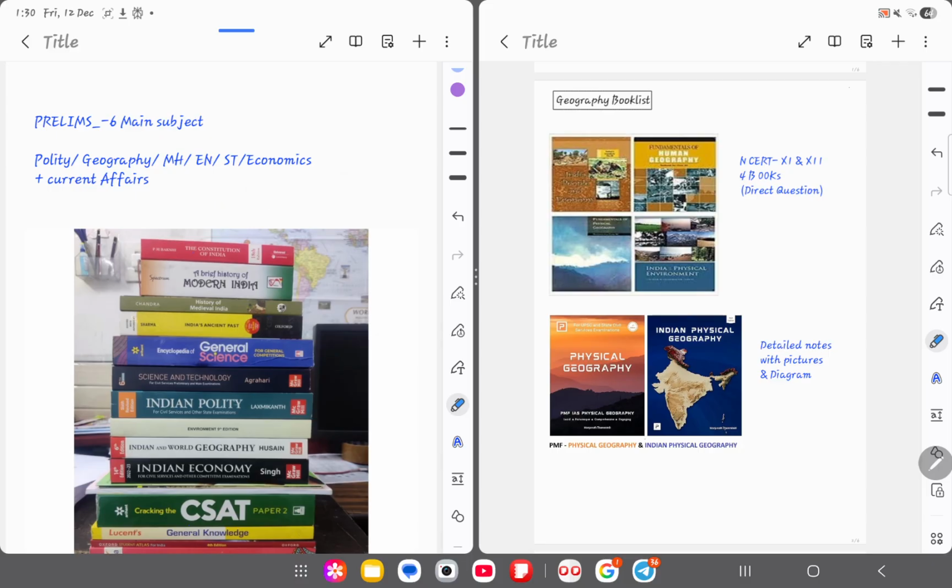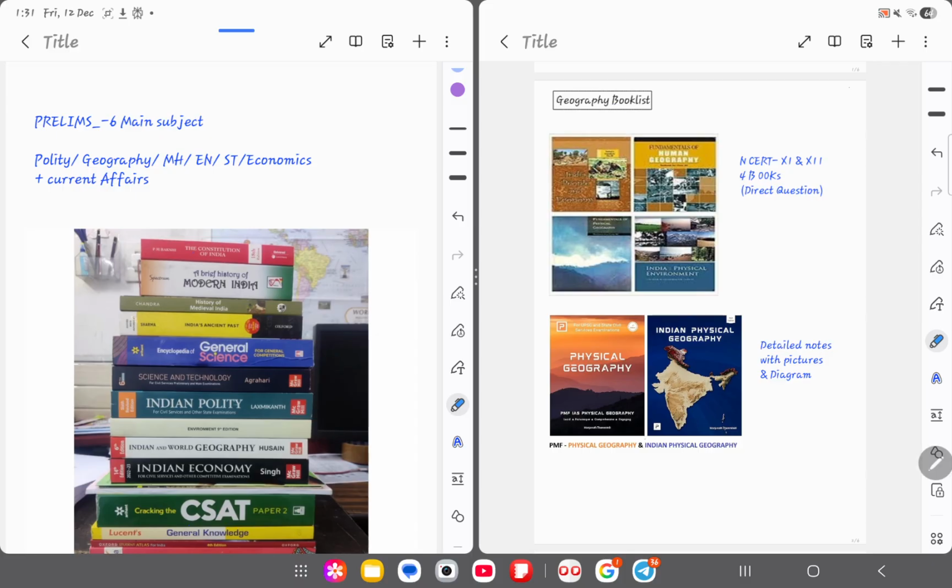age to age competition. So you cannot leave any subject, you cannot do less hard work in any subject. So for polity, geography, modern history, environment, science and tech, let's see what their book lists are, how to read them, and how we can complete our syllabus by March 2026, so that we can do our best in the test series, and then do best in the UPSC prelims exam.